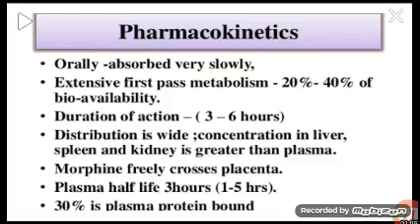Now come to the pharmacokinetics. Orally absorbed very slowly. Extensive first pass metabolism, 20 to 40% bioavailability. Duration of action 3 to 6 hours. Distribution is wide. Concentration in the liver, spleen, and kidney is greater than plasma. Morphine freely crosses the placenta. Plasma half-life 3 hours, range 1 to 5 hours. 30% is plasma protein bound.